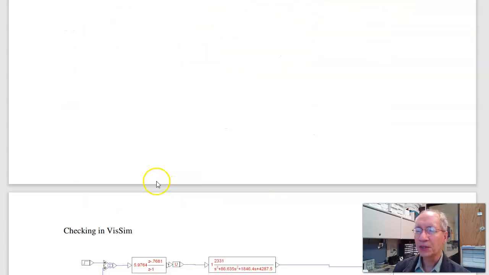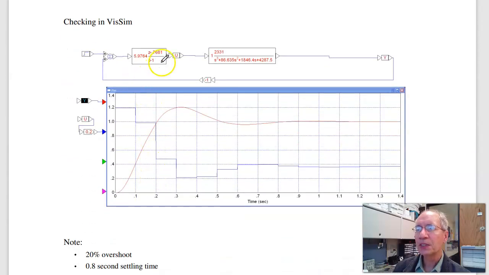To check my answer, again I'm going to use Vissim, just change my K of Z. I now have a much quicker system. The settling time is now about 1 second. 20% overshoot. No error for step input. The no error is due to this pole. That's a type 1 system. That's a lead compensator.